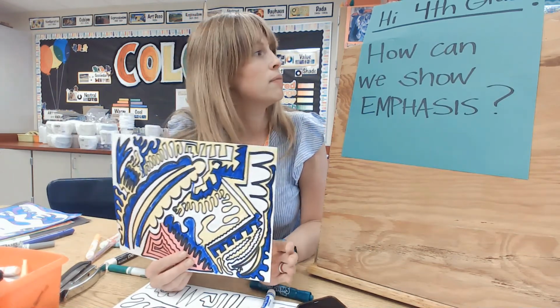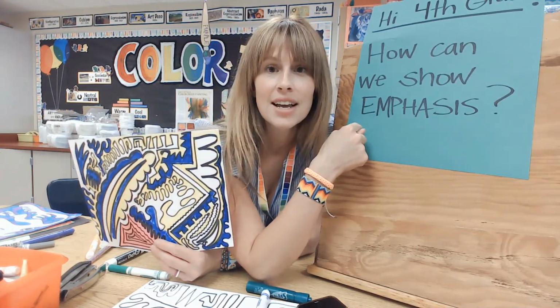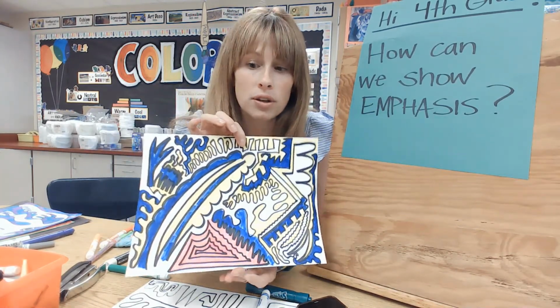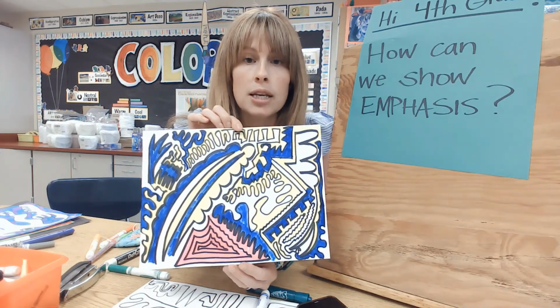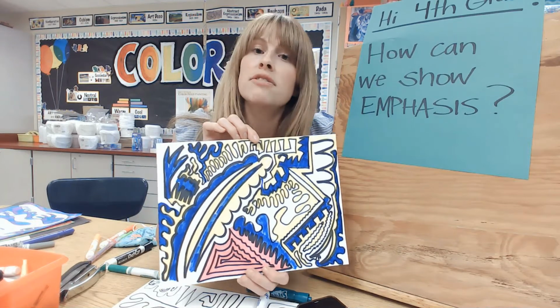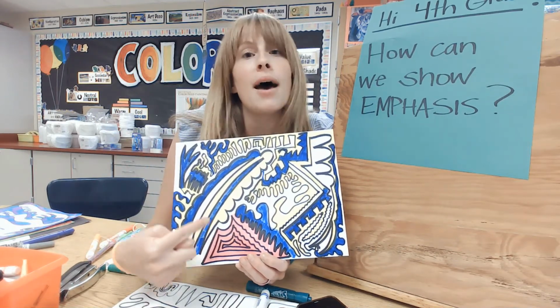So we finish off our lesson by answering our question, how can we show emphasis? We know in this project we learned that we can show emphasis in a couple different ways, but one way we can do it is by making one part of our project different than the other parts, and that will make the viewer look to that part.